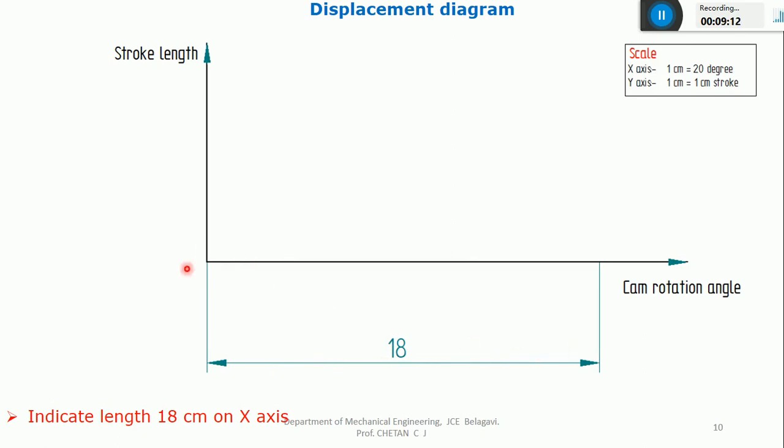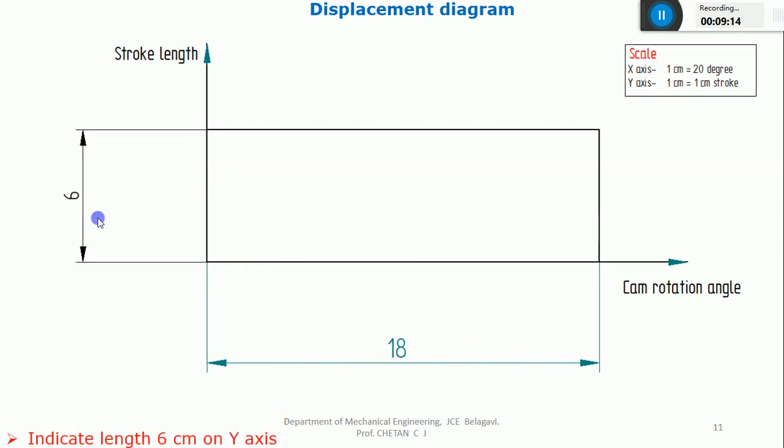Correct? And you can see the stroke length, I think it is given as 60 mm. That is, I can take as 6 centimeter. Okay. Since I have taken the scale in centimeter, I'll indicate all the distances in centimeter only. So this is the stroke length and this is the maximum angle, that is 360. As per scale, it will become 18 centimeters. And I'll start indicating all the angles.